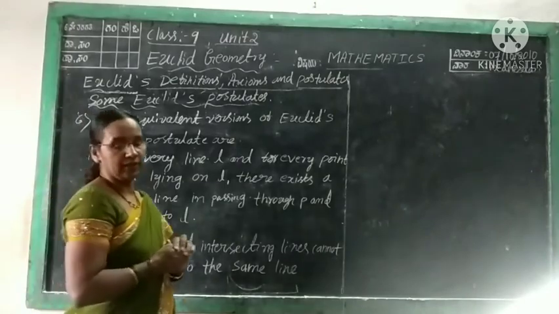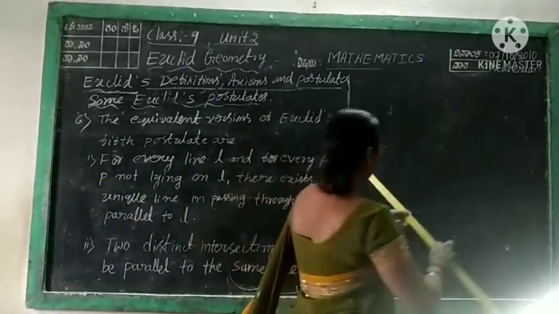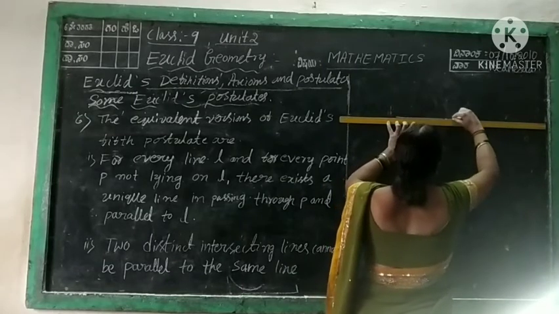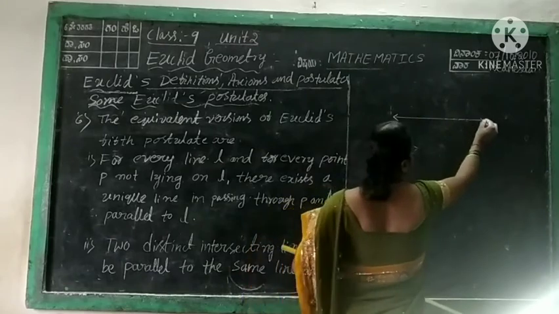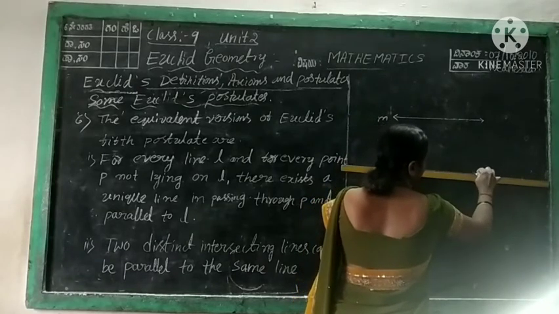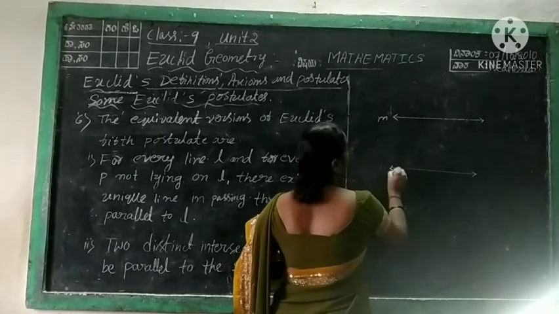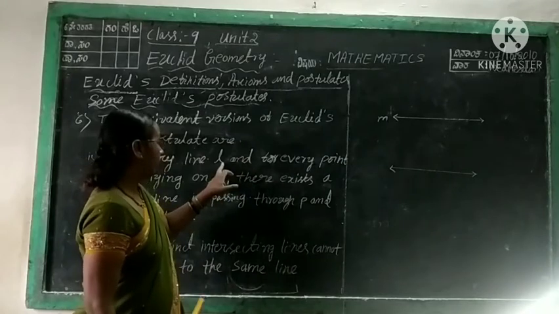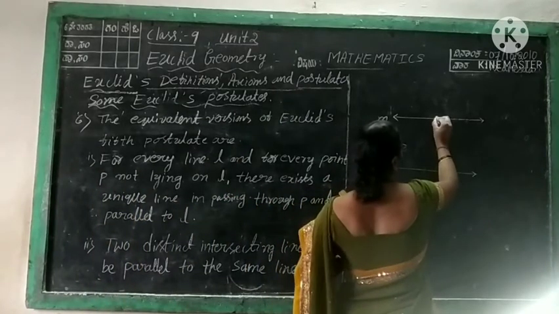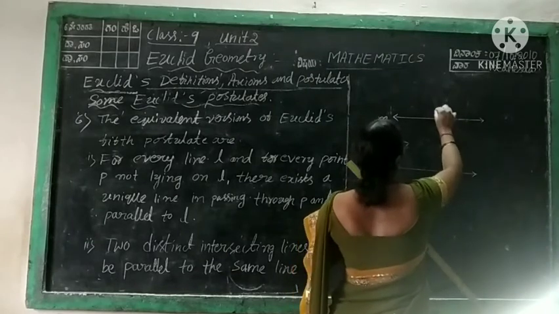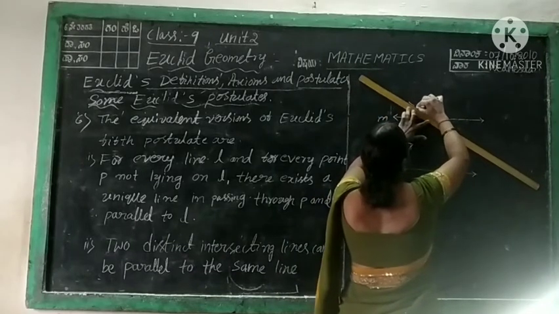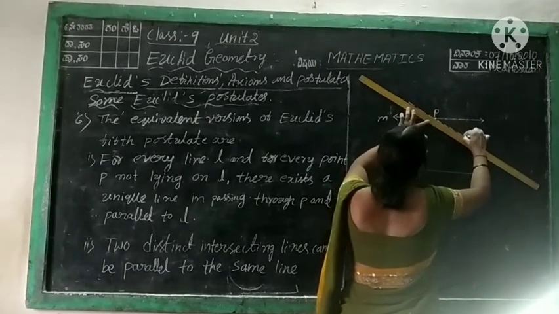Parallel to the same line. Its meaning is, two straight lines, L and M. Then another one is L, and for every point P not lying on L, this point P is not lying on L. Cross lines, we will extend it.